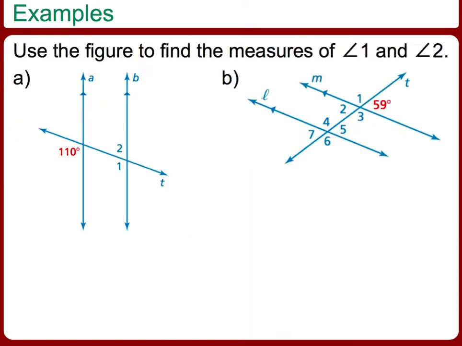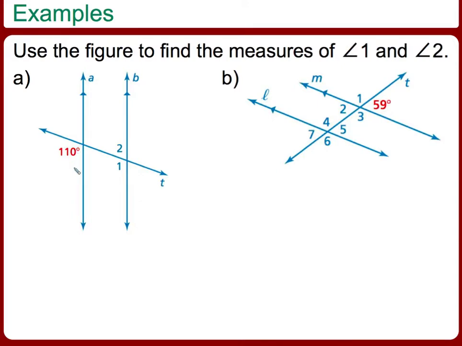All right, so let's go ahead and carry on here. So let's use that information to find some missing measures. Use the figure to find the measures of angle 1 and 2. Actually, let's use it to find the measures of all of these angles that are identified here. So first off, let's look at example A. 110 degrees is this angle here. So the corresponding angle, and again we have two parallel lines A and B cut by a transversal T.